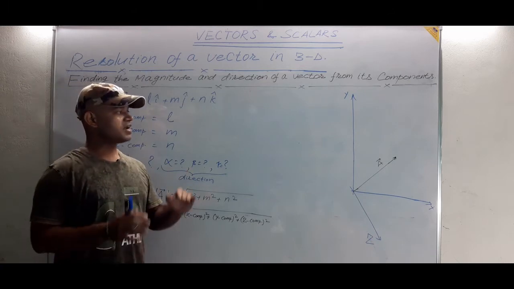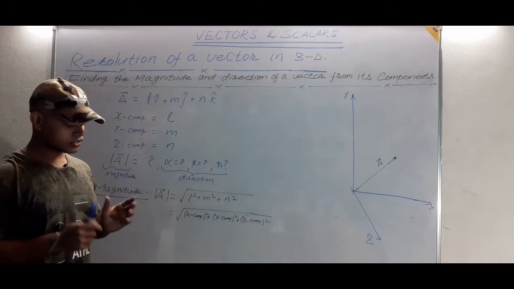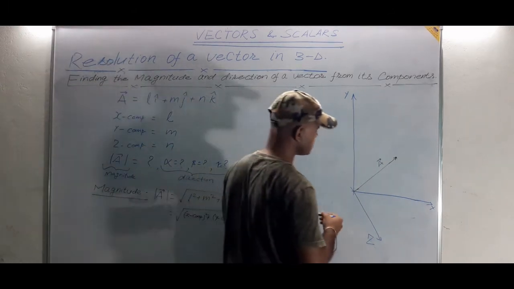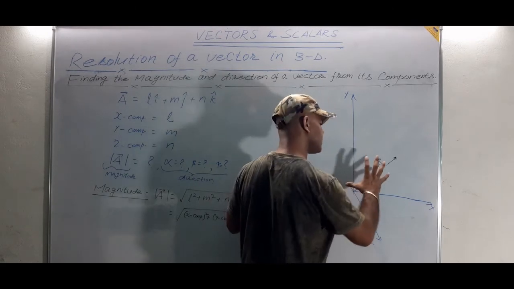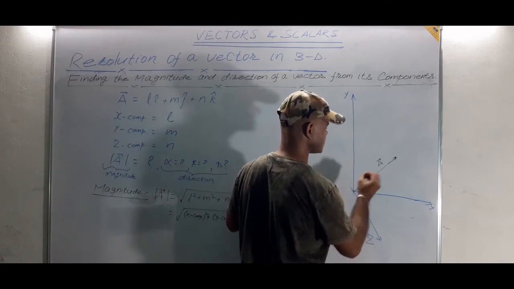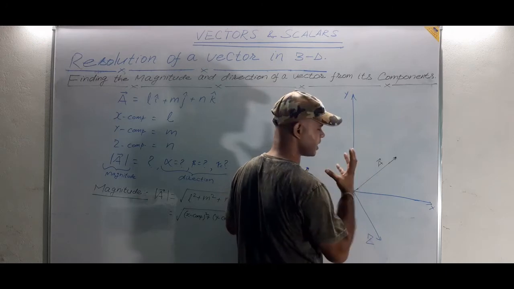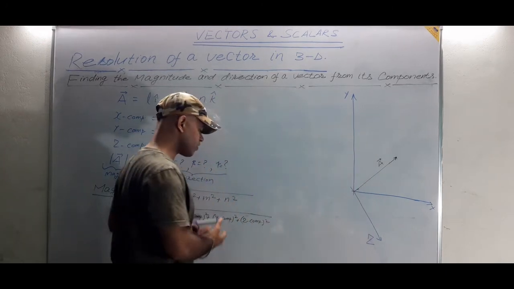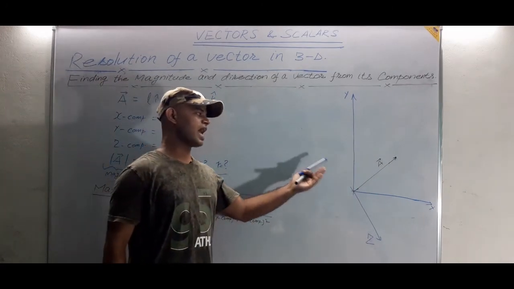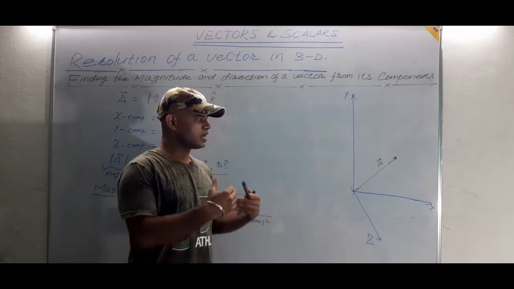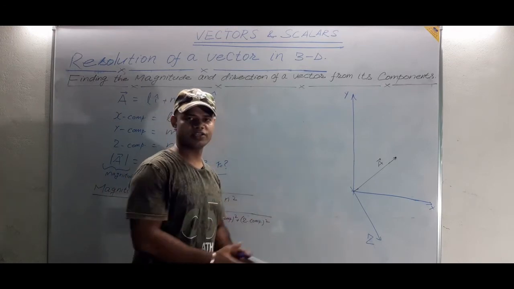Now we are going to find the direction of the vector, meaning we are going to find the angle which this vector makes with different axes, x-axis, y-axis and z-axis. So the magnitude is already calculated, and if we find the angle it makes with different axes, then we can specify a unique direction as well.